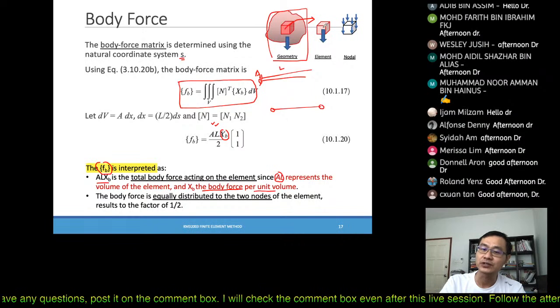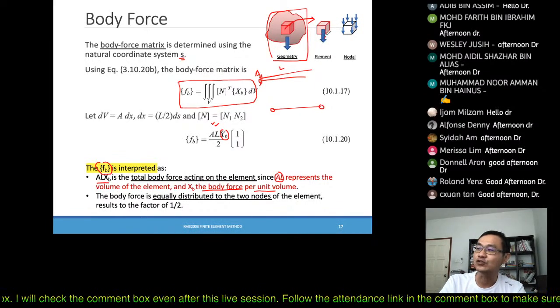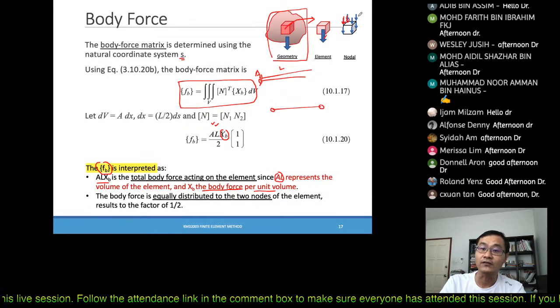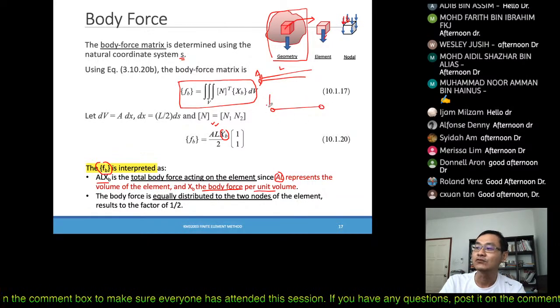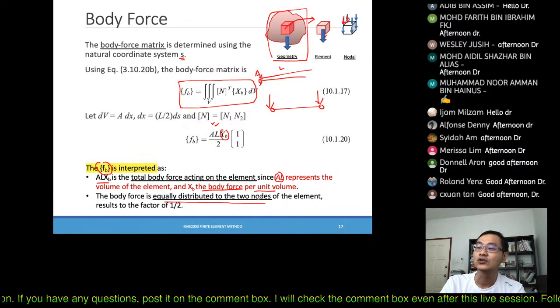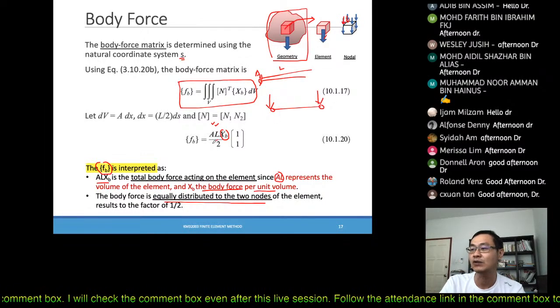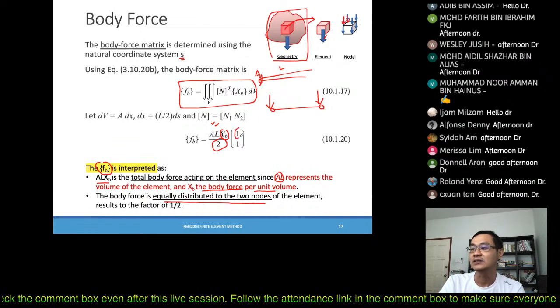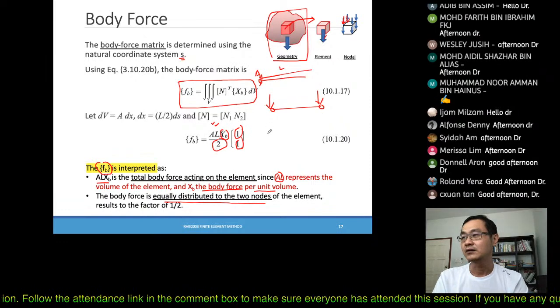How could we represent that? As we have learned previously, this force has to be distributed and applied to all the nodes of the elements. So in a simple case, it will be acting on this node. Therefore, we say that the body force is equally distributed to the two nodes. It will be distributed over here and the others. That's why we divide by 2 with a weightage of 1, 1, equally distributed between them.